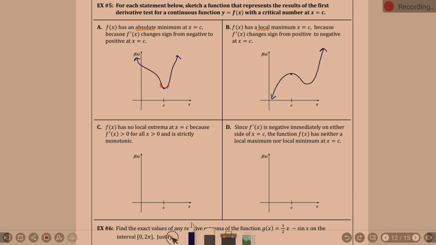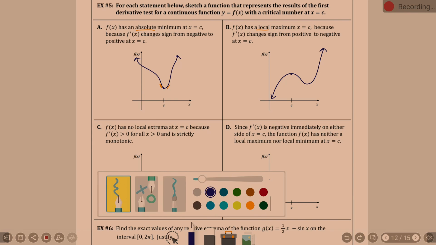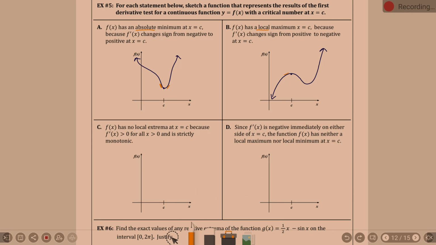Yes. Since it specifically states local max, we should probably stay away from an upside down parabola, shouldn't we? Because that would have an absolute max. And the derivative changes signs from positive to negative, so positive slope, negative slope, right? Increasing to decreasing.